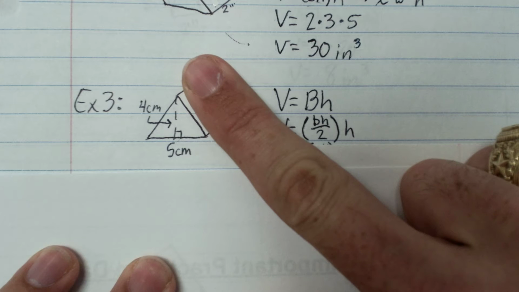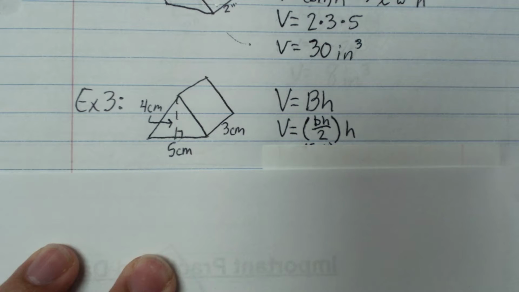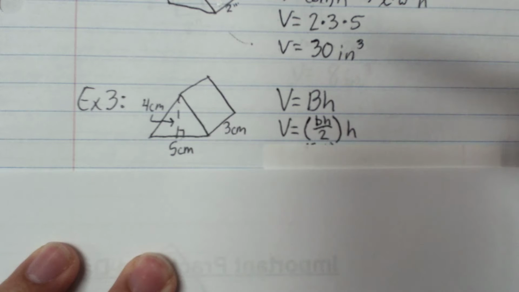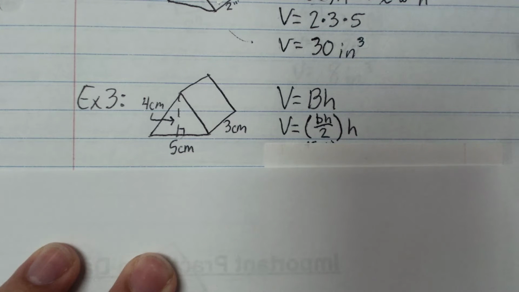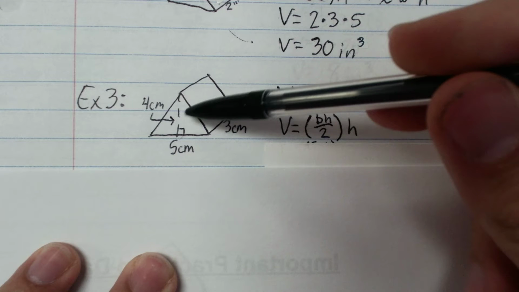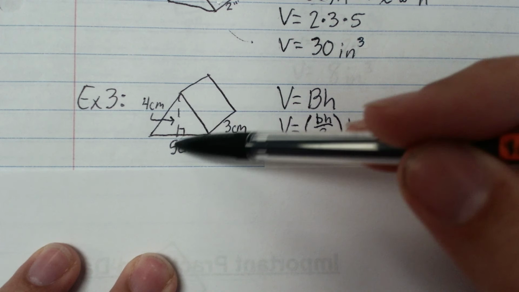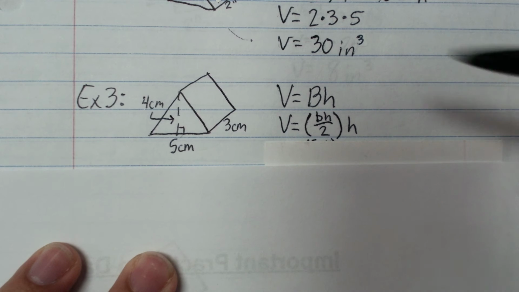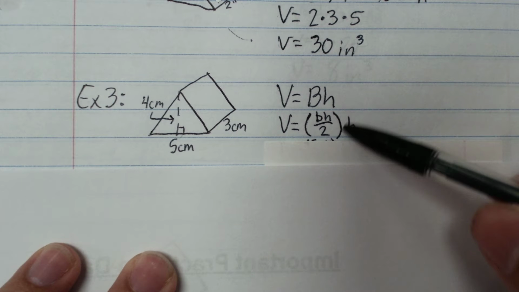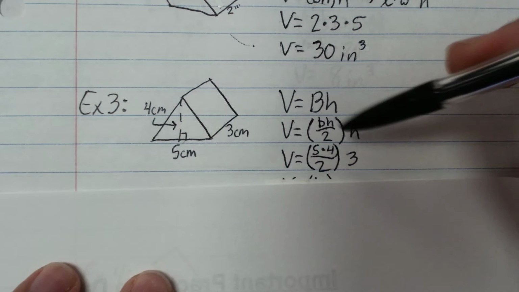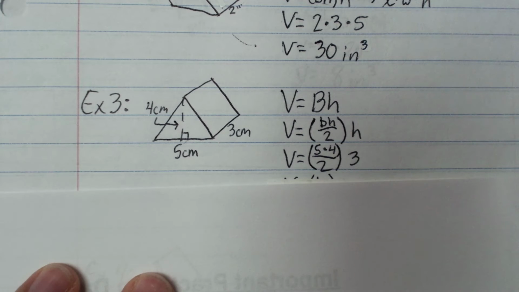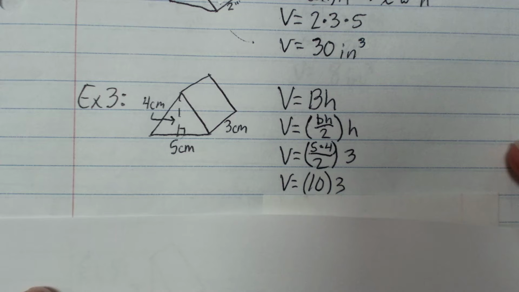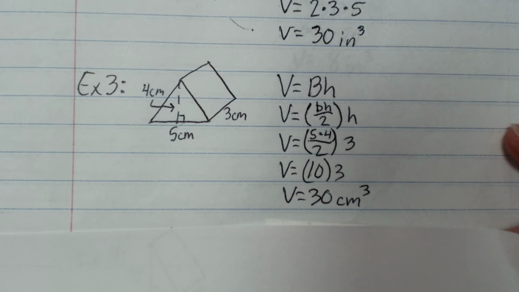You always want to locate that right angle, and the 2 lines that make up your right angle are the ones that are going to be your base and your height. Doesn't matter what angle they're at. They can be coming in from the side, wherever. The 2 lines making up your right angle are always going to be your base and your height. And then the height of your prism, of course, is going to be this 3. It's how far apart those triangles are. 5 times 4 is 20, divided by 2 is 10, times 3 is 30 centimeters cubed.